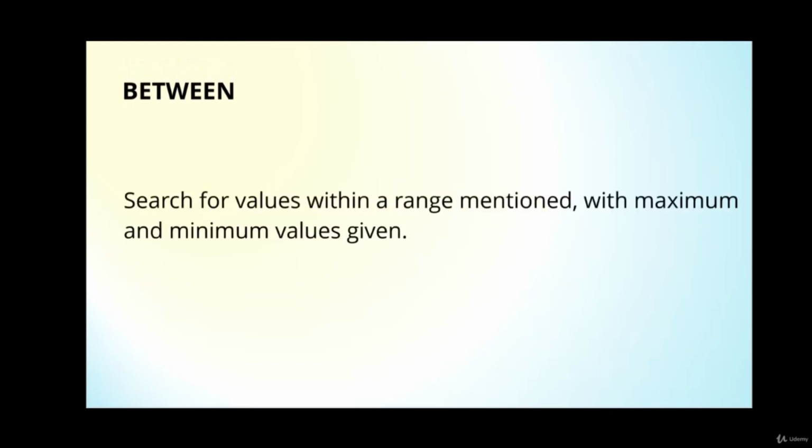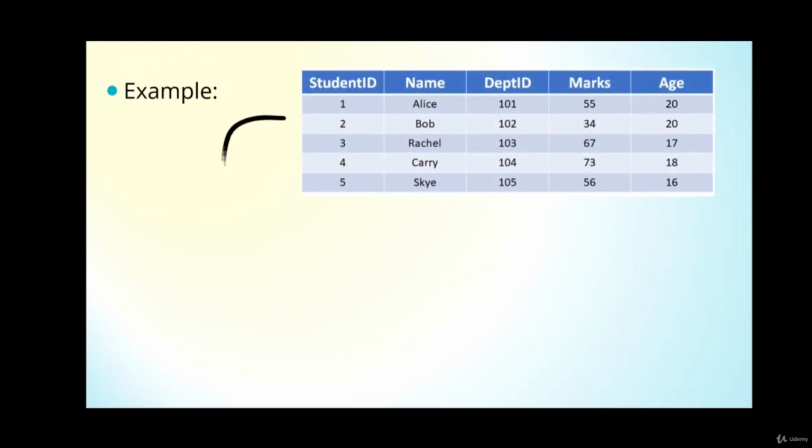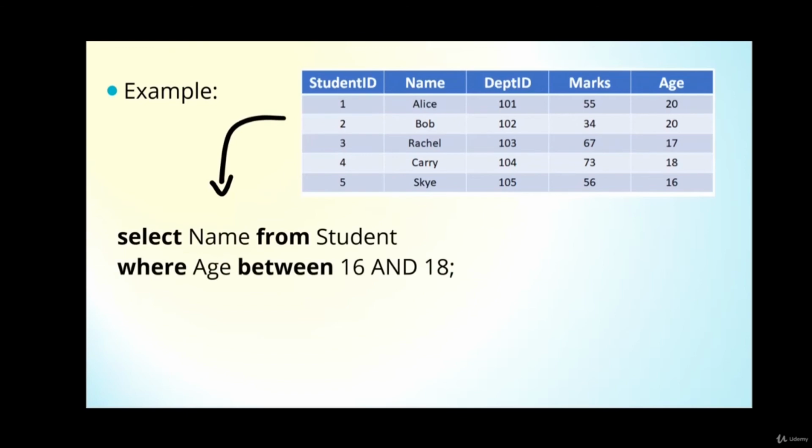Next is BETWEEN. What the BETWEEN operator does is, it searches for values within a range mentioned with maximum and minimum values given. So for example, in this table, if we want to find the names of those students who have age between 16 and 18, in the BETWEEN operator, we have to also include the minimum and maximum values. That is, in this query, we'll also have to include those students who have age 16 and 18.